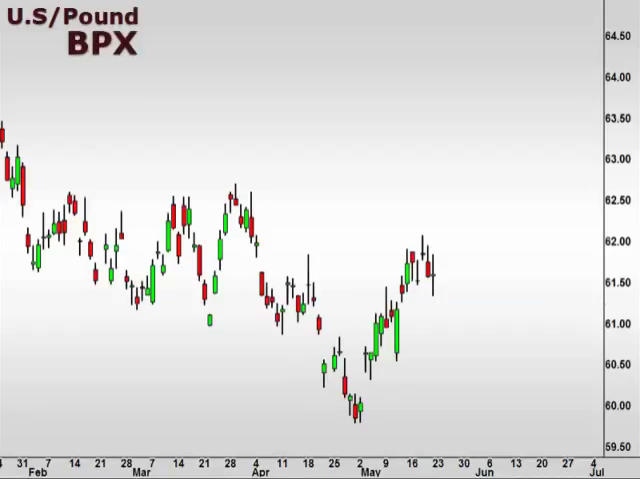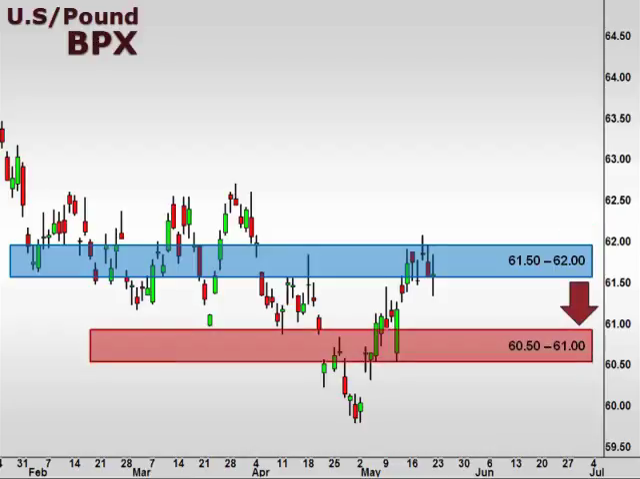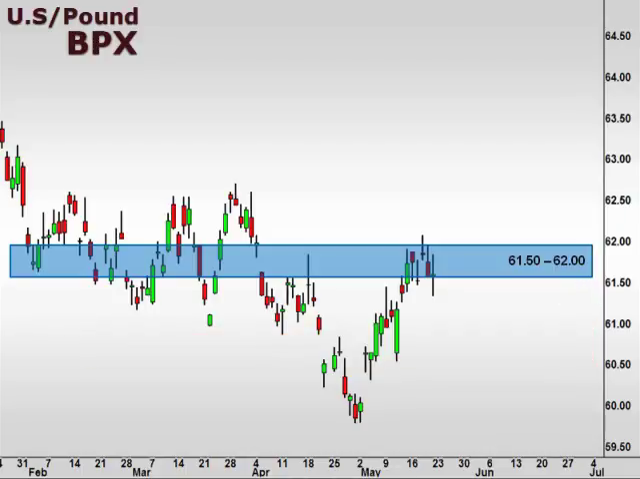Next up, the U.S. versus the British pound is seen here in the pair value BPX. Well, the BPX spent the week consolidating within the 61.5-62 focal zone. A break above 62 lends credibility to a continuation higher. However, a break below 61.5 opens the window for a retracement back down to test 60.5-61.